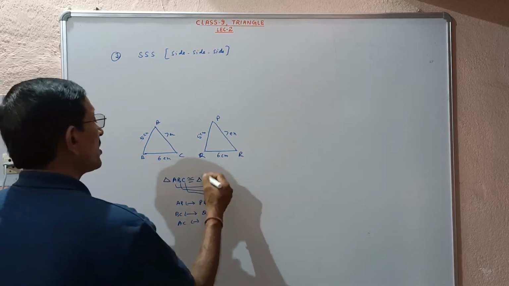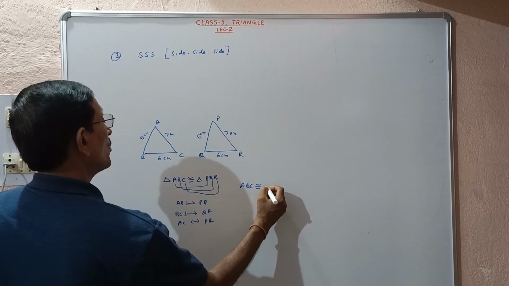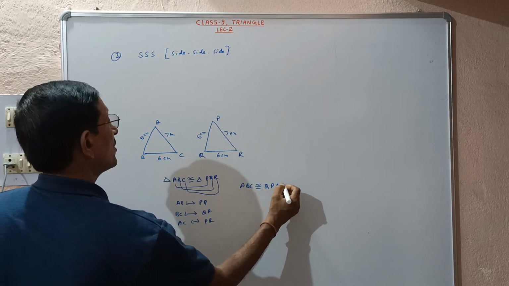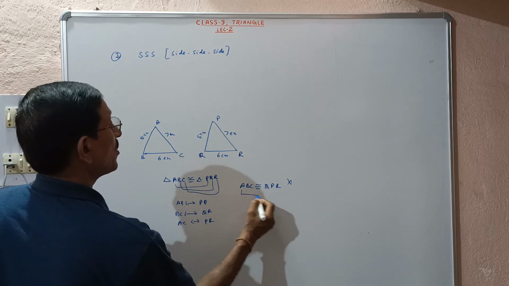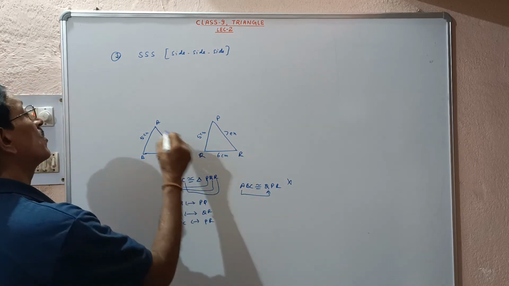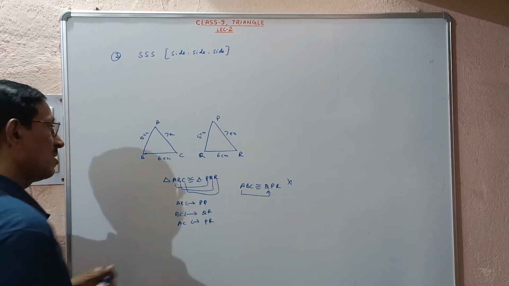And if we disturb this and write ABC congruent to QPR, then this will be wrong, because this represents A corresponds to Q, which is wrong, because A corresponds to P. So if you write this, then it will be wrong.